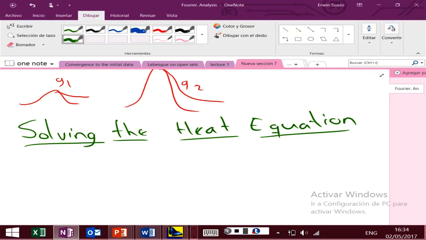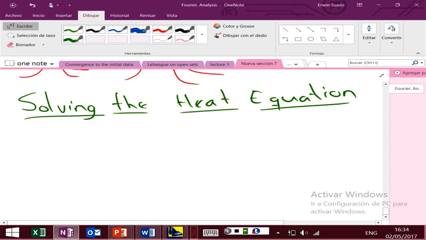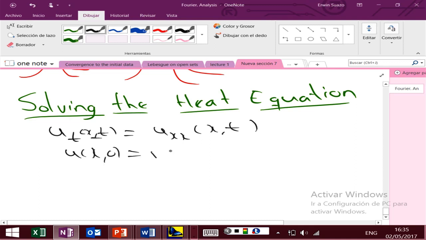So we're doing it in one dimension? One dimension, yeah. But this argument can be extended to several dimensions. So we take the heat equation. We have two variables: u_t equals u_xx, with x and t, and the initial condition u(x,0) equals f(x).